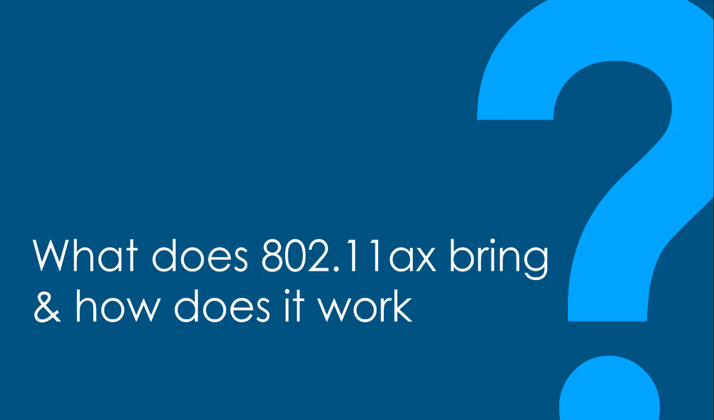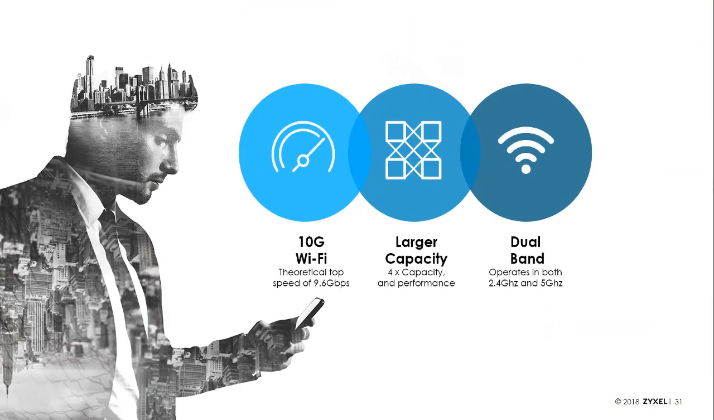So what does 802.11ax really bring to the table? Let's look at the headline figures, the figures that every publication or news article will really focus on from the beginning. So headline figures, of course, the 10 gig Wi-Fi, or rather a theoretical top speed of 9.6 gigabits per second.